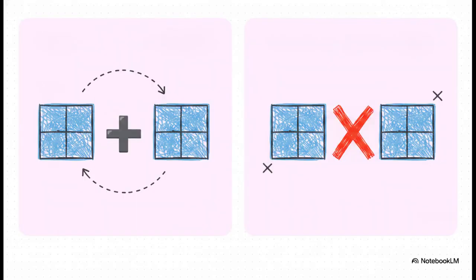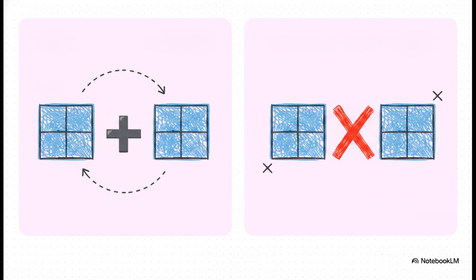Now, matrix addition behaves exactly like normal addition. It's commutative. Matrix A plus matrix B perfectly equals B plus A. But this brings us to our very first massive rule break in this universe. Matrix subtraction is strictly not commutative.